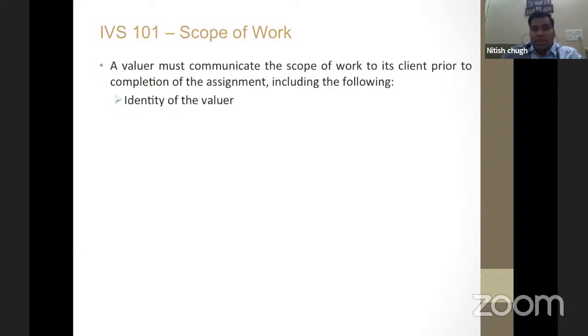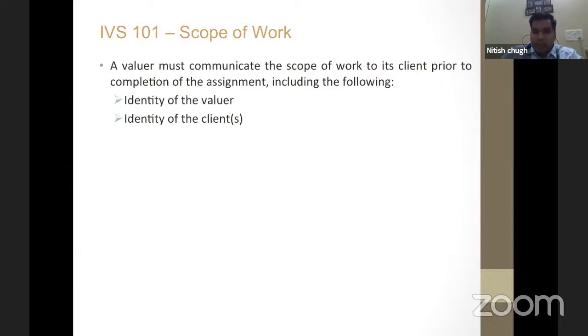Who is the valuer? Whether the valuer is doing the valuation in his individual capacity or through a registered valuer entity, which is by way of a partnership firm or an LLP or a company firm, right? So the identity of the valuer needs to be disclosed in the scope of work. Obviously, when you get the assignment, this will be very clear because you get the assignment in the individual name, so you will definitely deliver the valuation in the individual name only. So identity is very clear at the time of assignment only, but still it needs to be communicated.